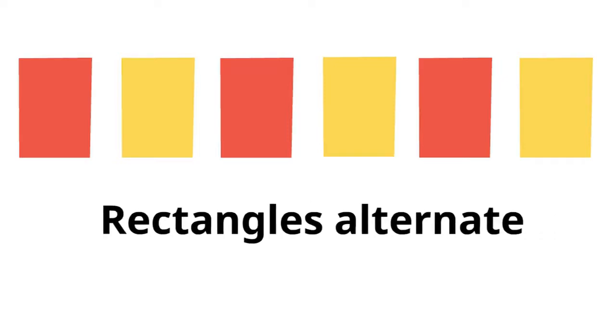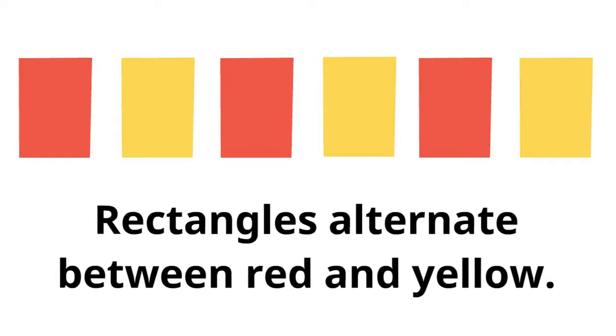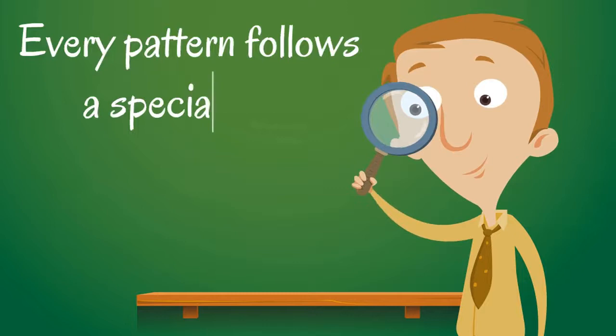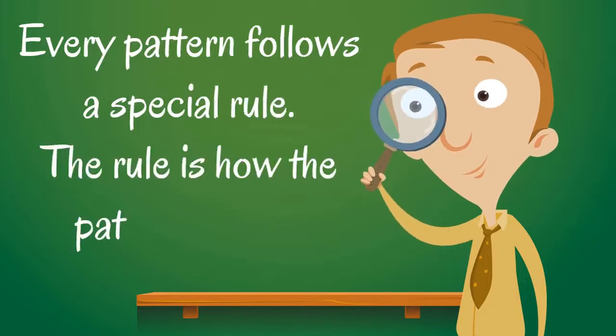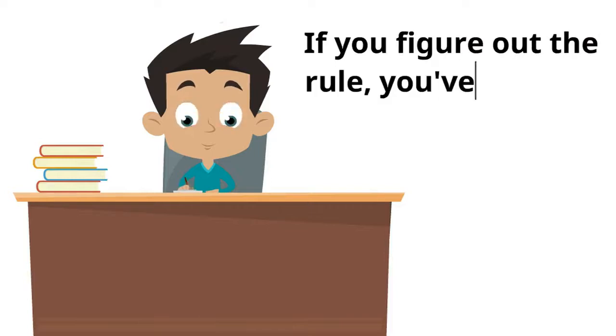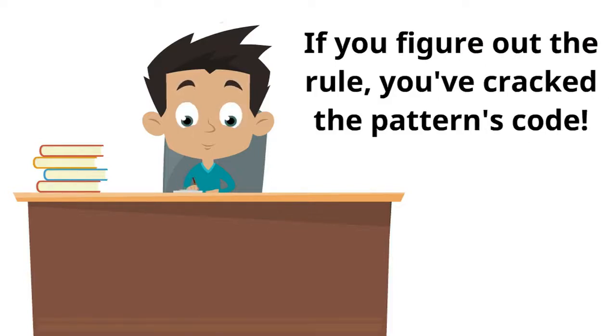What special rule does this pattern follow? Well, rectangles alternate between red and yellow. Do you see that? The rule tells us how the pattern works. In this pattern, rectangles alternate between red and yellow. So remember, every pattern follows a special rule. The rule is how the pattern works. If you figure out the rule, you've cracked the pattern's code.